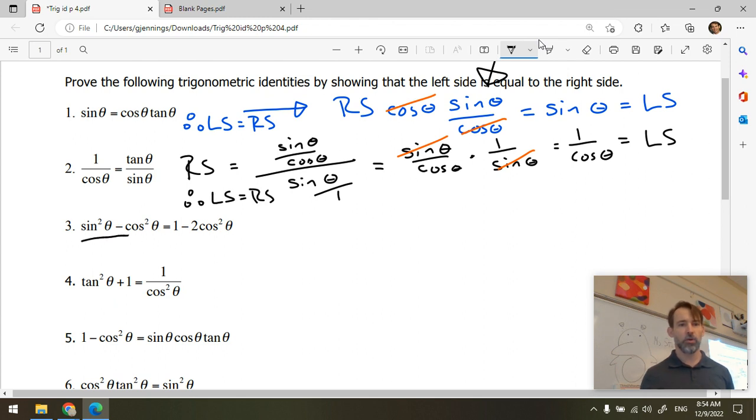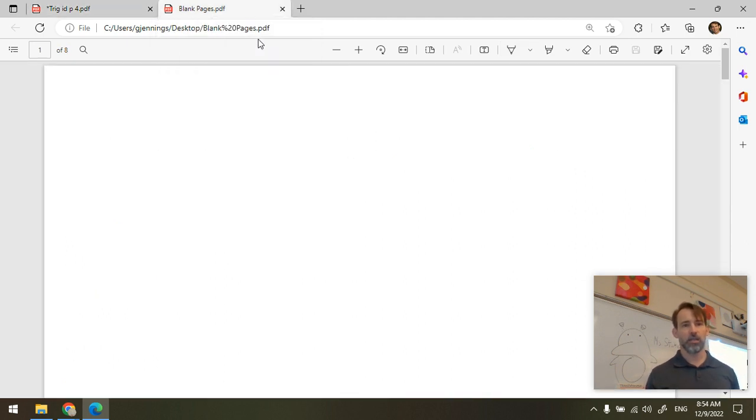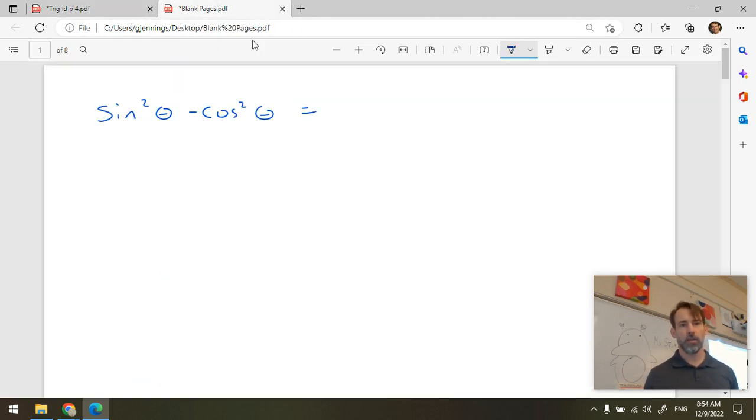All right, let's export this one to the blank pages because I don't like working horizontally. I much prefer working vertically. Sine squared theta minus cos squared theta equals, what was it, 1 minus 2 cosine squared theta? Yeah. 1 minus 2 cosine squared theta.